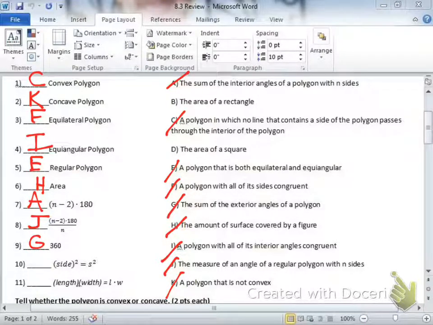Side squared, that's the area of a square. And then the area of a rectangle is length times width. So I'll leave those up there for a second. If you need any more explanation on any of these, just let me know. These words will all be on the quiz tomorrow, though, so make sure you're studying them.